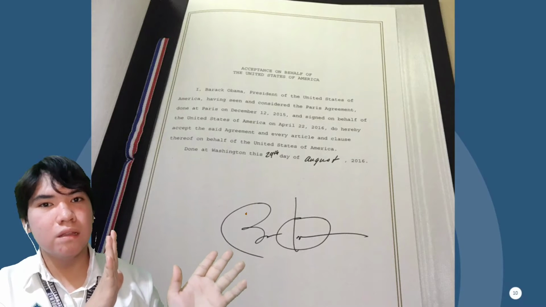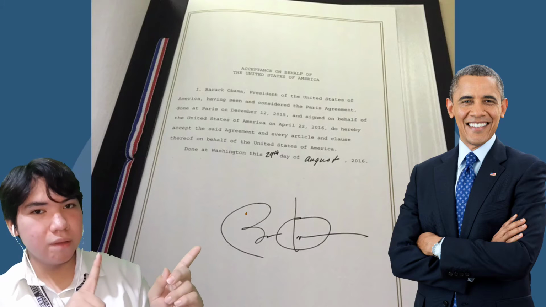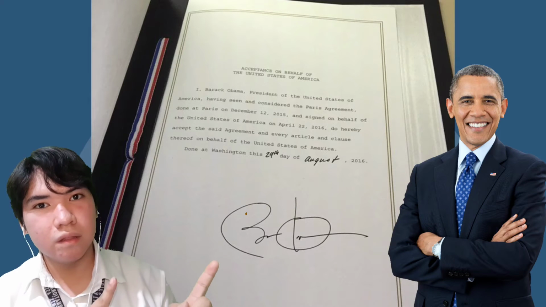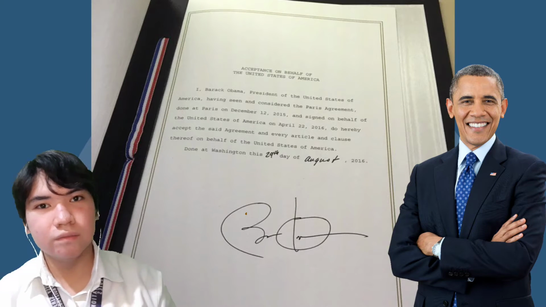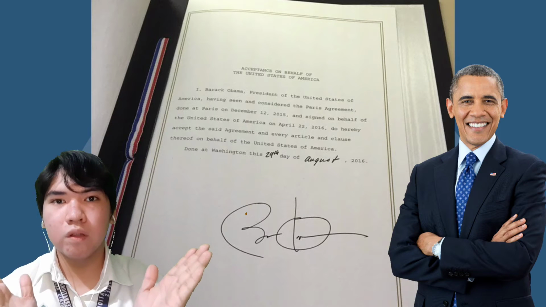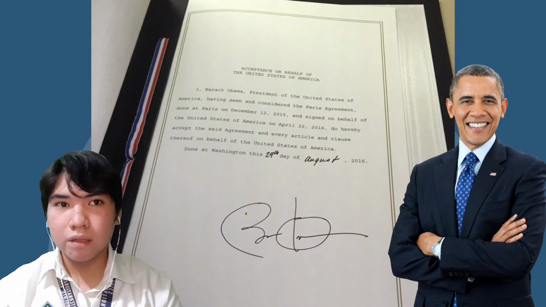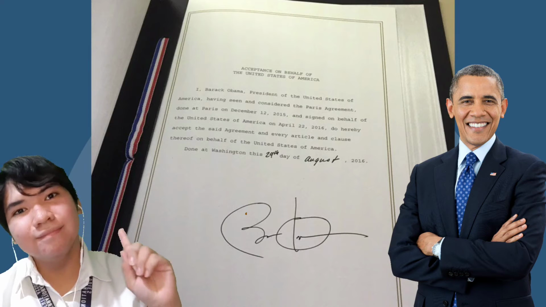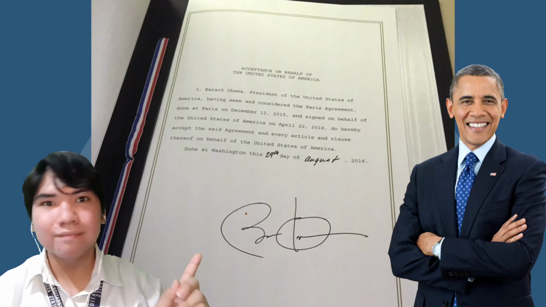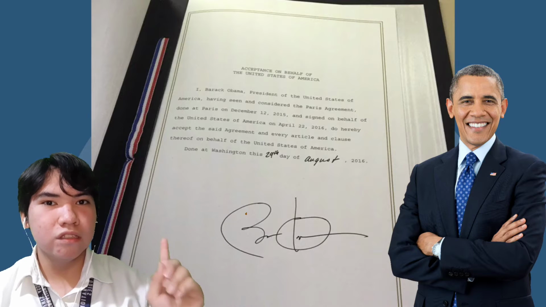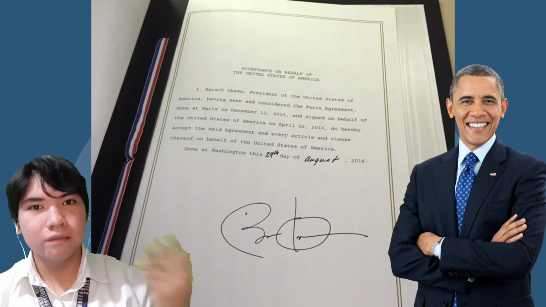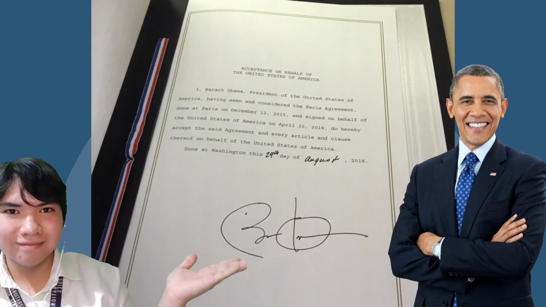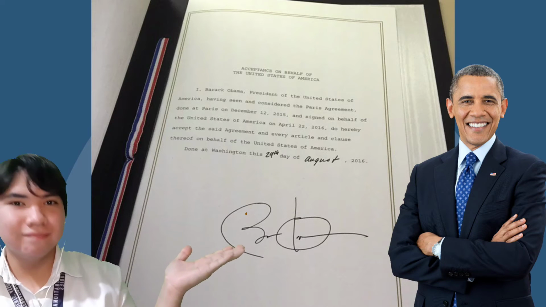It says here that Barack Obama, President of the United States at the time, having seen and considered the Paris Agreement done at Paris on December 12, 2015, and signed on behalf of the United States of America on April 22, 2016, does hereby accept the said agreement and every article and clause thereof on behalf of the United States of America. It was done at Washington, 24th day of August 2016, and you can see his signature as president.